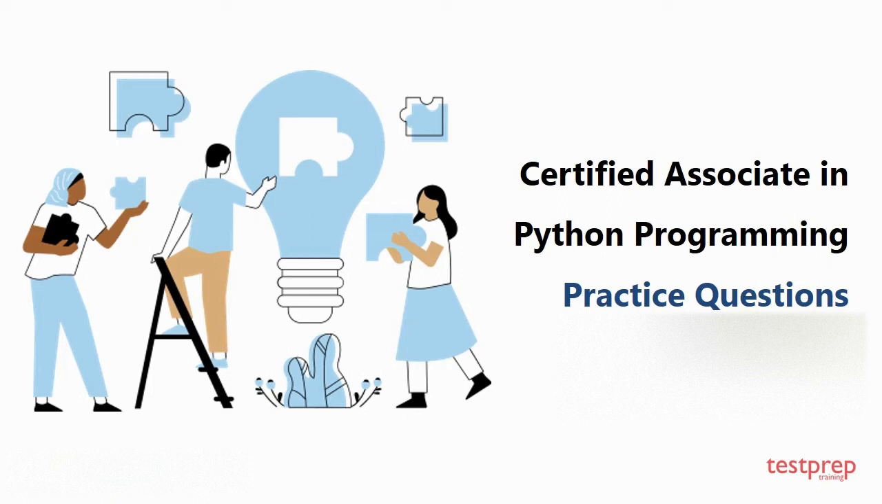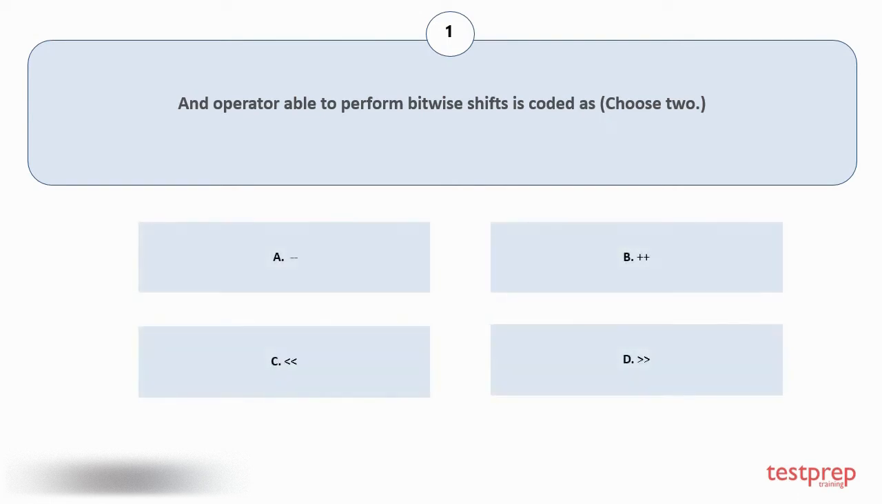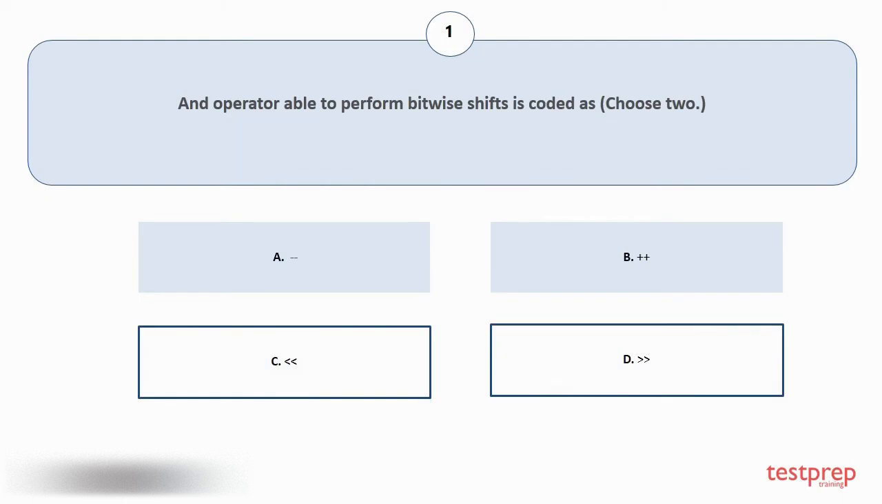So let's get started. Question number 1, an operator able to perform bitwise shifts is coded as, choose 2. Your options are. The correct answers are, option C, and D.